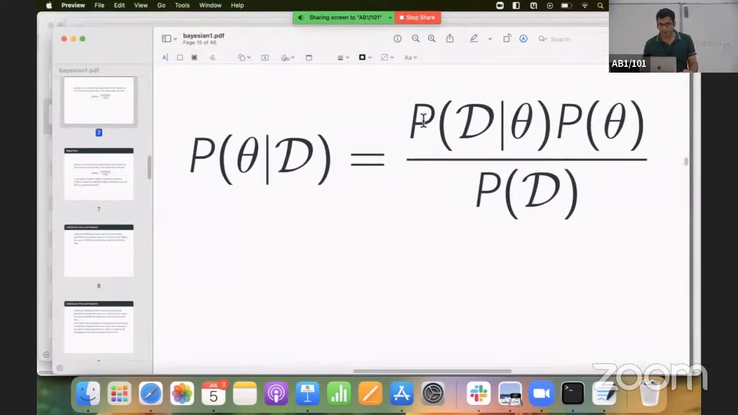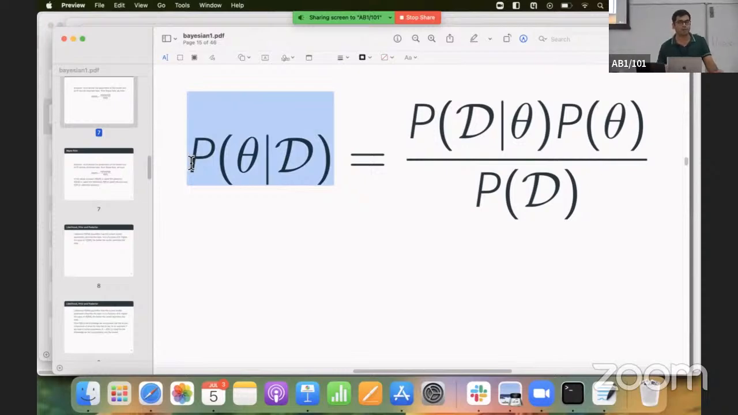If we maximize this term, what is the theta called? Maximizing the likelihood gives you what theta? Theta hat MLE, theta hat maximum likelihood estimate. And if I maximize the theta corresponding to this distribution, this function, what do I get? Theta hat MAP, maximum a posteriori estimate, right?